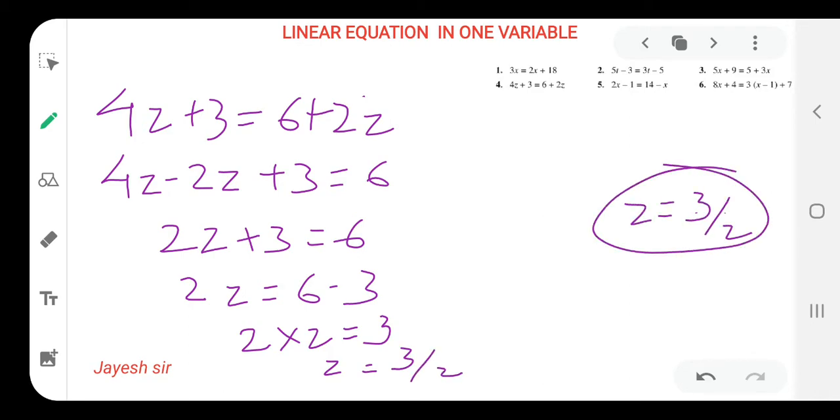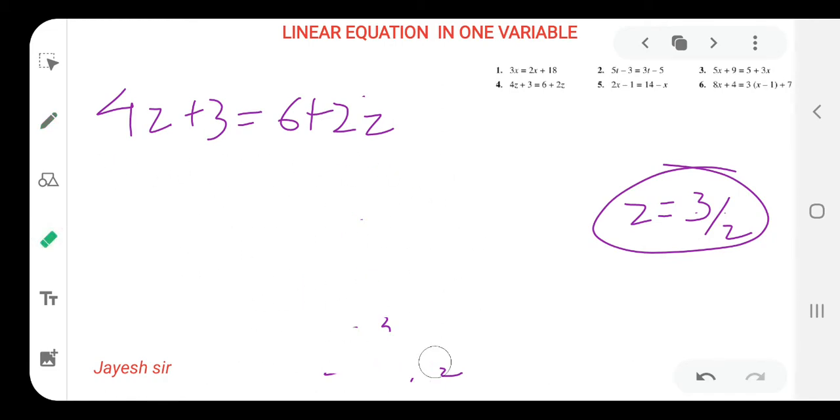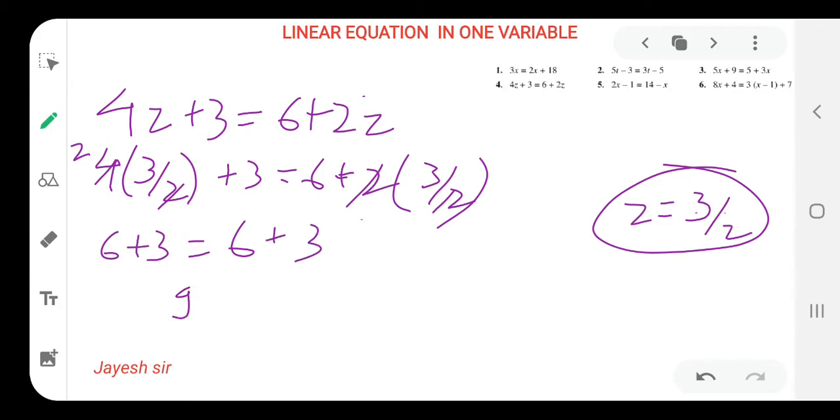Let's put the value of z as 3 by 2 in our equation and check whether we have found the answer correct or not. Friends, you can pause the video and try to check on your own also. I am putting over here 3 by 2 plus 3 equals 6 plus 2 into 3 by 2. 2 gets cancelled, so 2 3s would be 6, and 6 plus 3 is equal to 9. 2 also gets cancelled over here. 6 plus 3, here we can say 9 is our answer on both sides. That means LHS equals RHS.